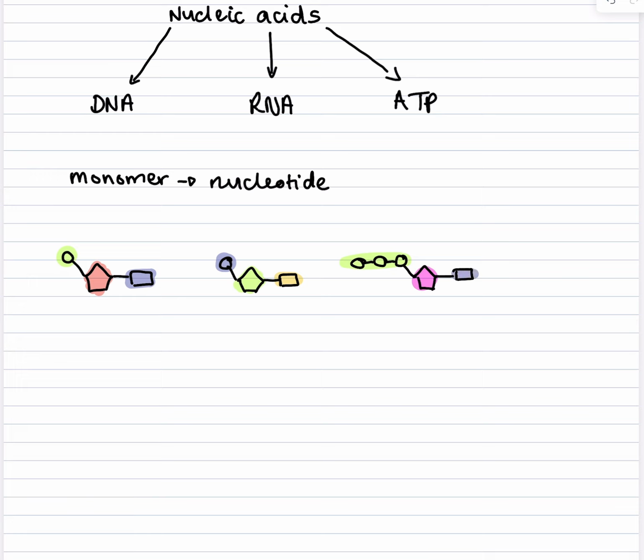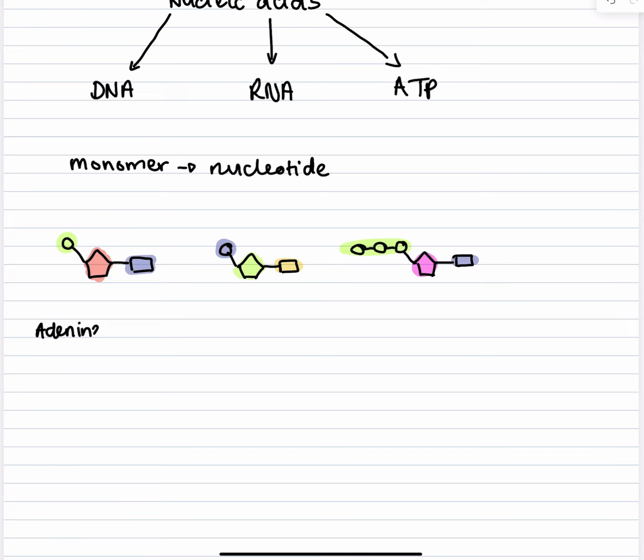In DNA, our nitrogenous bases can be adenine, thymine, guanine, and cytosine. In RNA, the thymine is replaced with uracil, but adenine, guanine, and cytosine remain the same. In ATP, the only base is adenine. The others are not present.